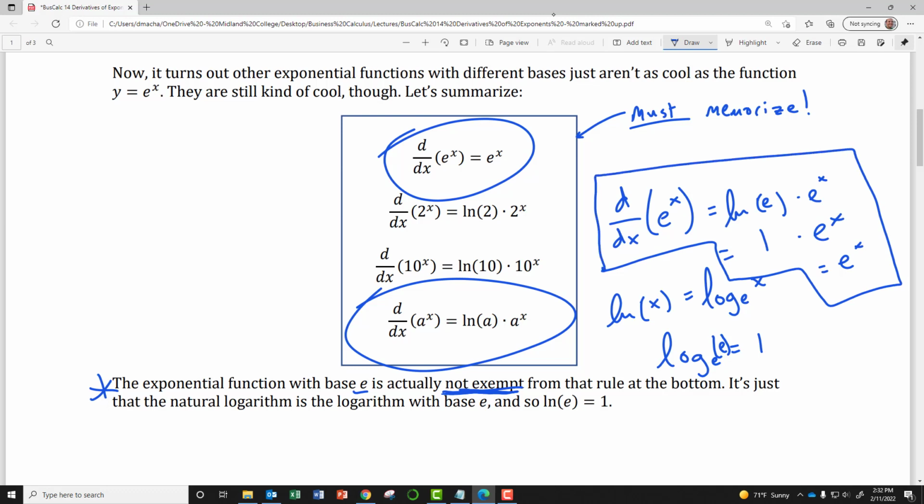So this is all self-consistent, is what I'm trying to point out. This bottom rule does not in any way contradict the first rule. It's just that that number e, the whole reason that number is special, the whole reason we have assigned 2.71828 one of the letters of the alphabet, is because it has this very special property. Okay, so that's something to remember here.